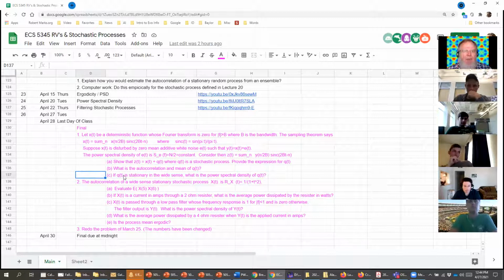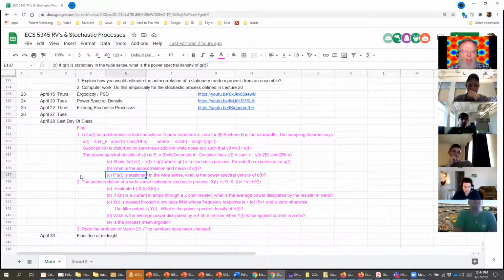Okay, so again, if Q of T, if this interpolated noise is stationary in the wide sense, what's the power spectral density of Q and T? So this is going to be kind of a general problem. If you're sampling a signal and the signal is accompanied by noise, and you can model this signal as noise and you interpolate it, what is the power spectral density of the interpolated noise? That's what we're asking for here. Now, I will tell you a few things about this. I'll elaborate just a little bit on this.